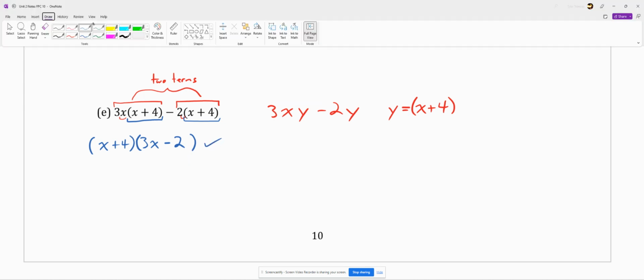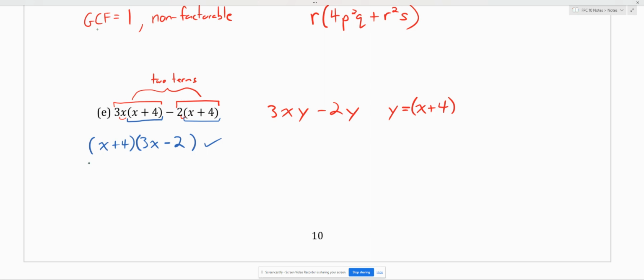The only thing I want to add at the end here is that this here is our GCF. It's been factored out. And this piece, like above with all the other polynomials, is what we call the leftovers.